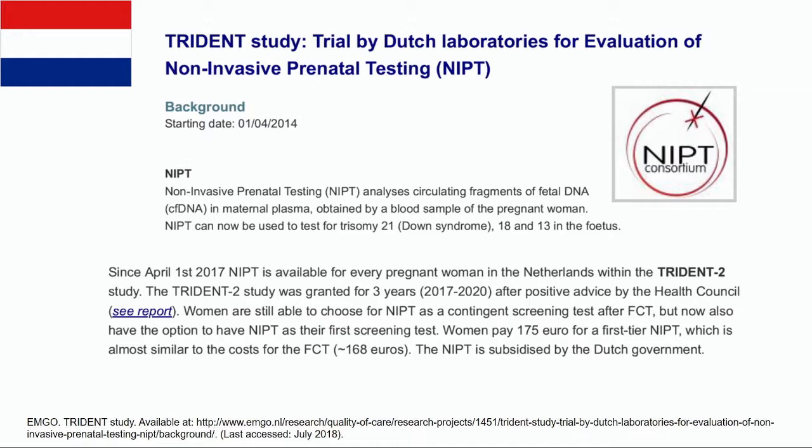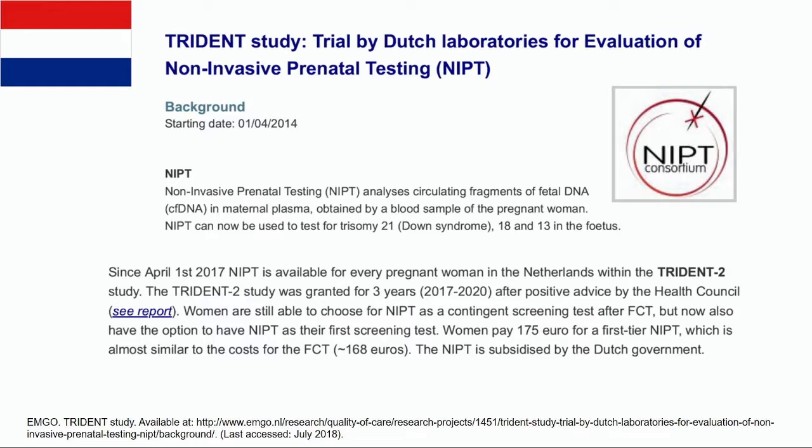Then, of course, the Dutch were one of the earliest to start to do cost-effectiveness studies. And since 2017, they have also expanded their cost-effectiveness studies to compare conventional first trimester combined screening versus cell-free DNA screening for all women, the cost-effectiveness of it. And the study results are due to be released in 2020, and from then on, we'll see how the Dutch will implement the technology.